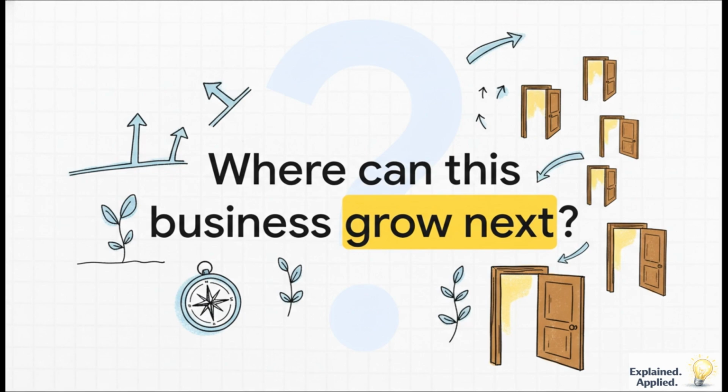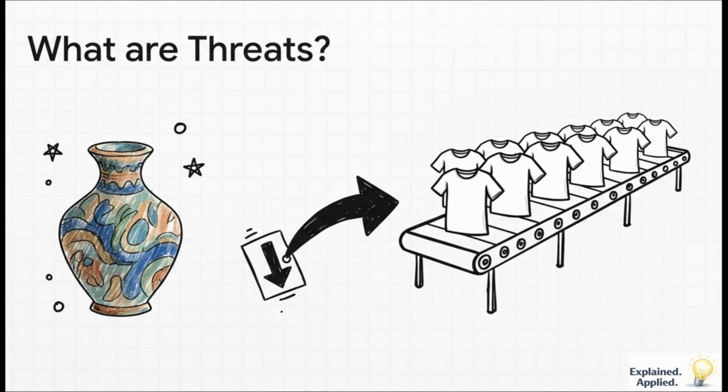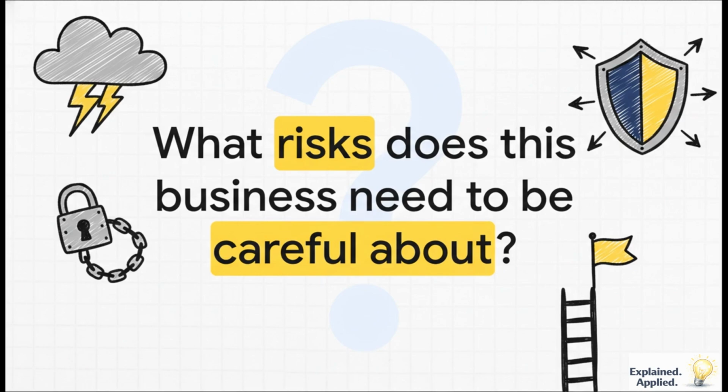You're looking for those open doors. And that brings us to our last letter, which is just as important to face head-on. T for threats. Threats, these are the curveballs the world might throw at you. They're the external factors that could cause some real trouble. We're talking about things you can't control, like new competitors popping up, the cost of your materials suddenly going through the roof, or even copycat brands. A massive threat for that handmade business would be a flood of mass-produced, cheaper knockoffs entering the market. So to spot those threats, you've got to ask, what risks do we need to be careful about? Just being aware of them is half the battle, because then you can start preparing.